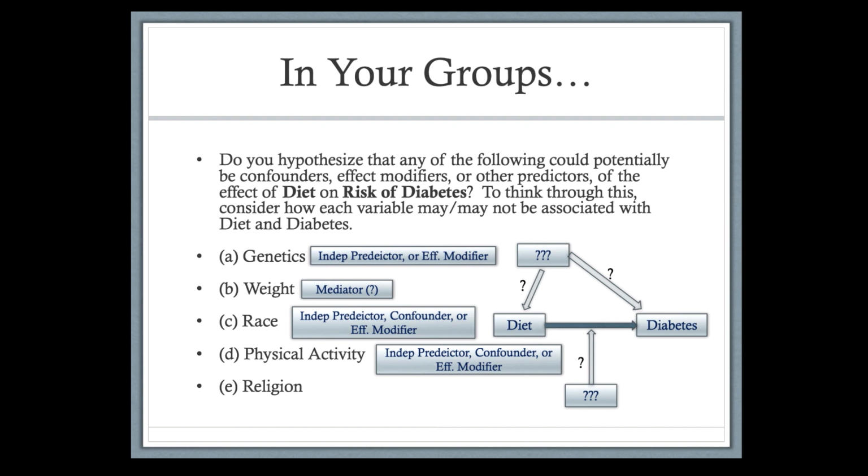Or maybe it's an effect modifier, right? The effect that a poor diet has on your risk of diabetes may be changing depending on if you're active or not. And finally, let's think of religion.